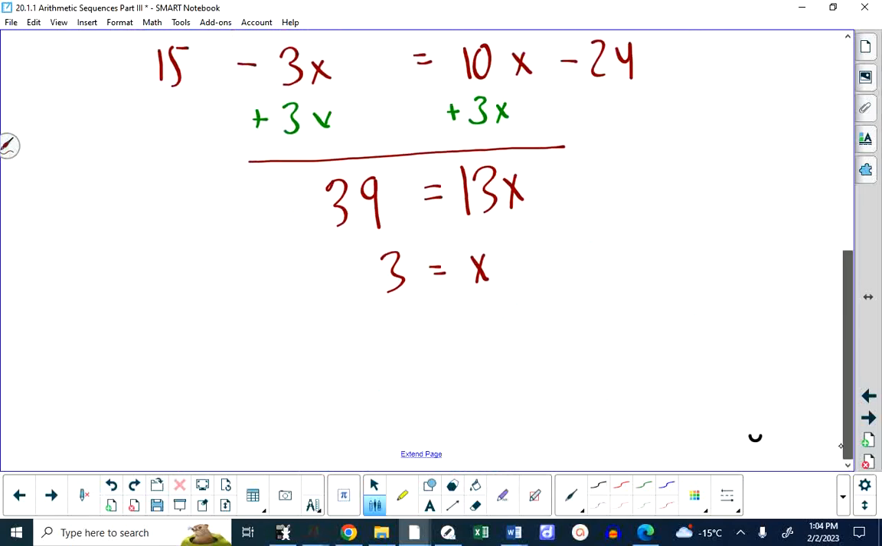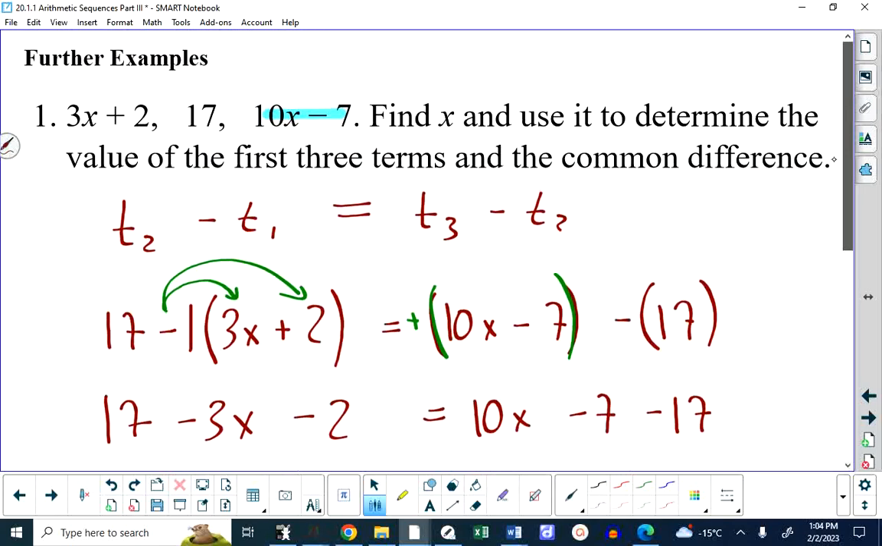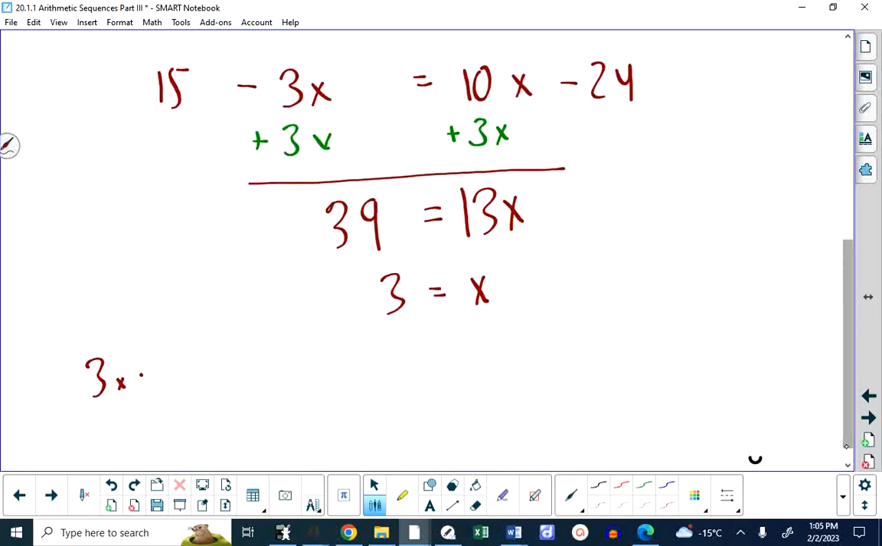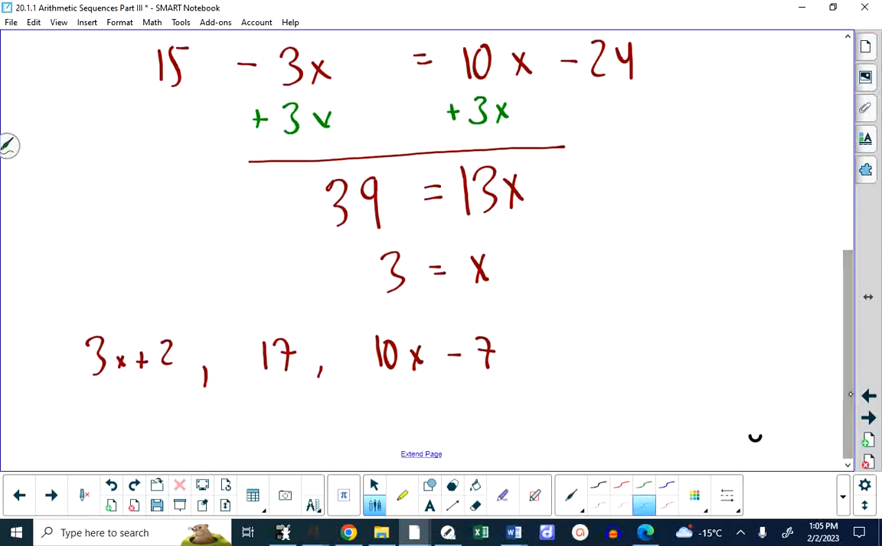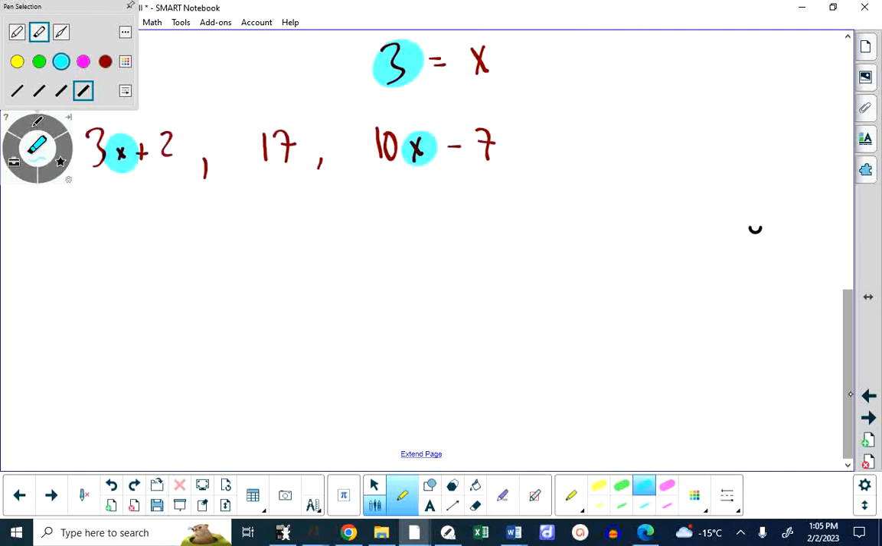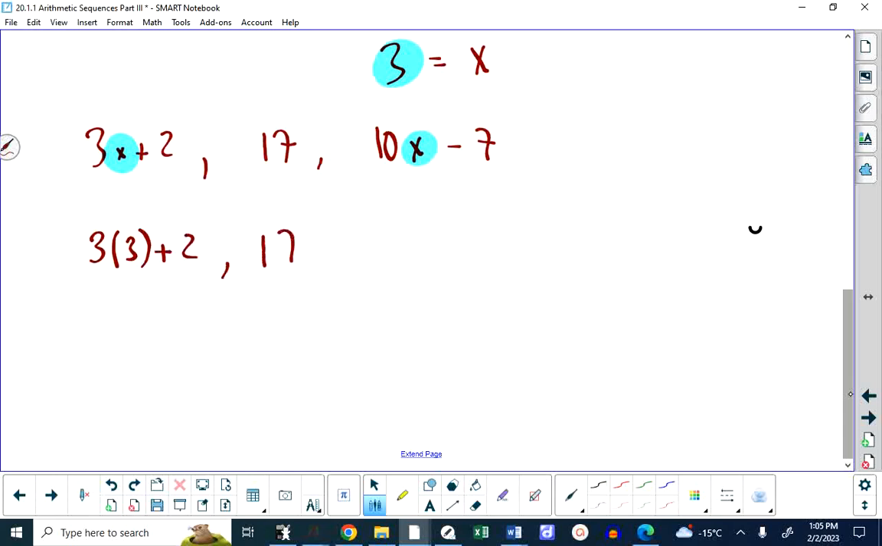Well, I got to put my value of x that I got in to each of these. So what do I have? I have 3x plus 2. I have 17, and I have 10x minus 7. So when I put 3 in here and here, what do I get? Well, I get 3 times 3 plus 2. I get 17, and I have 10 times 3 minus 7.